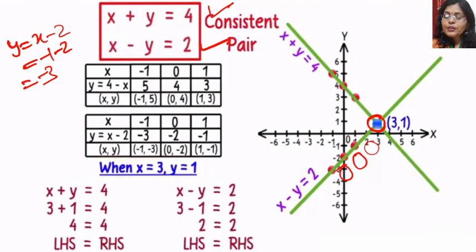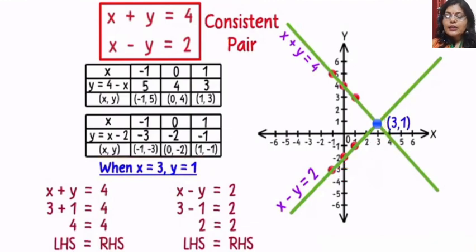Now one more thing you can see in this. What else do you see in this? That this is said to be a consistent pair. Consistent pair means it has a solution. Now let us see these two equations. Means it has a solution, it is intersecting in one point at 3 and 1.